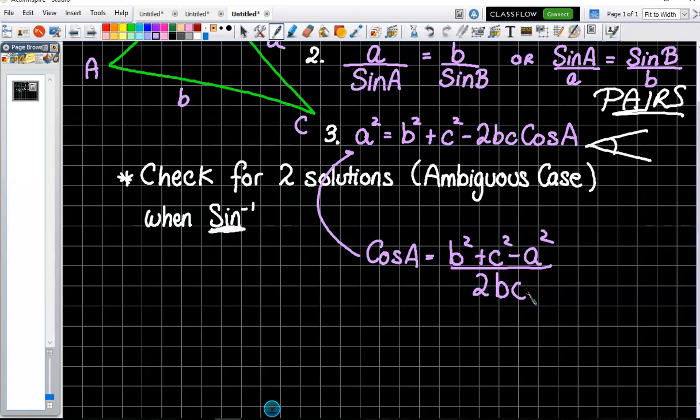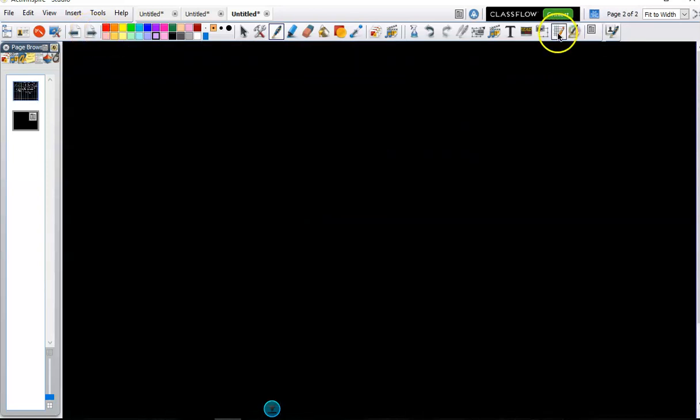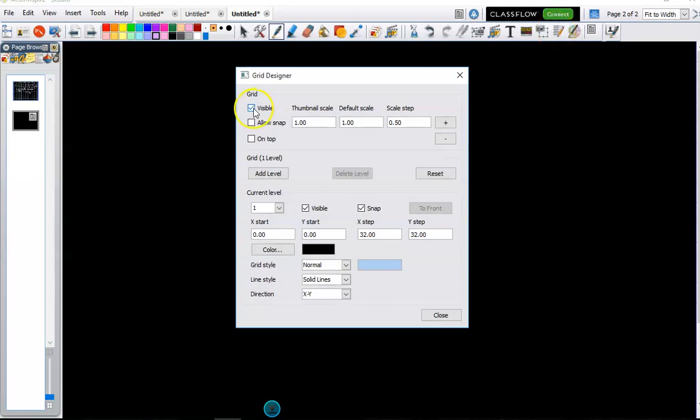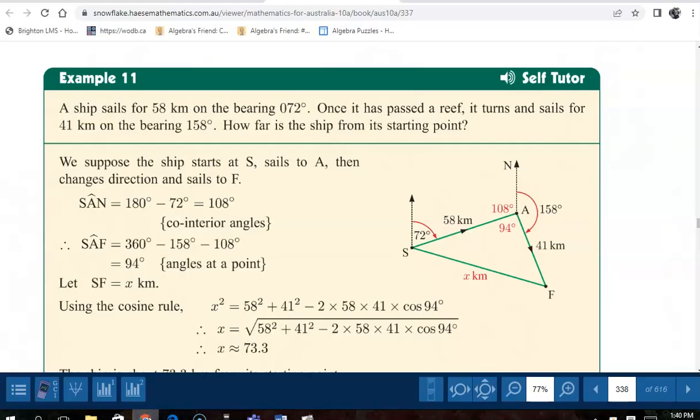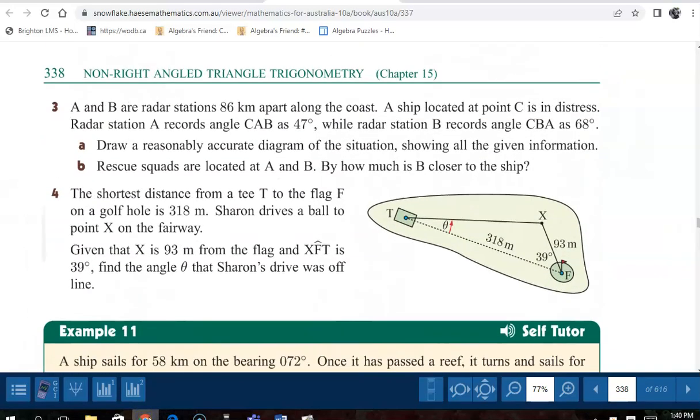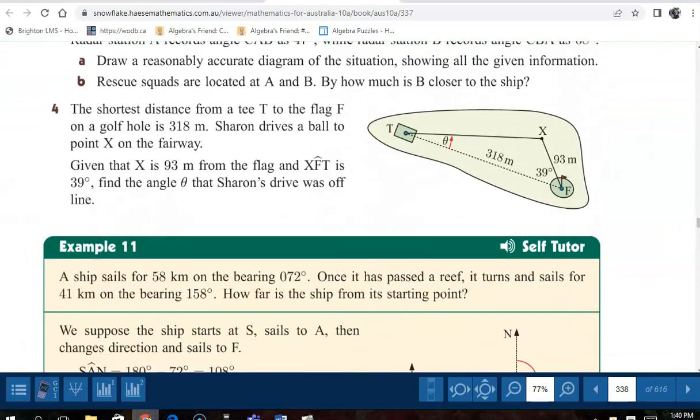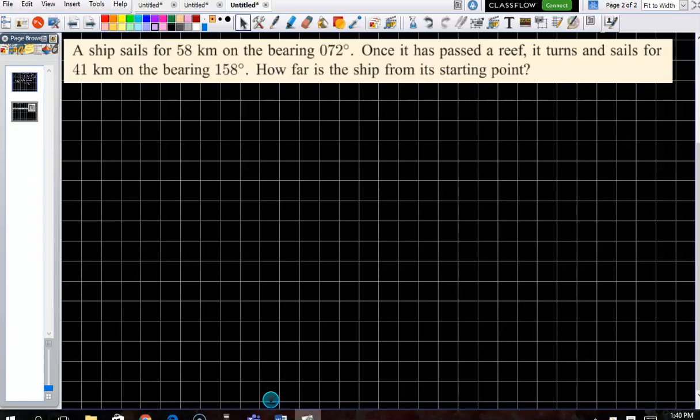All right, so you need a heading, a bearings question, and you might be going, how do you spell bearings? I will tell you. So hopefully you can read this question. This is from your textbook, and it's on page 338 if you really wanted to have a look, but we're going to do it nicely. It's just so you don't have to rewrite all of this information.